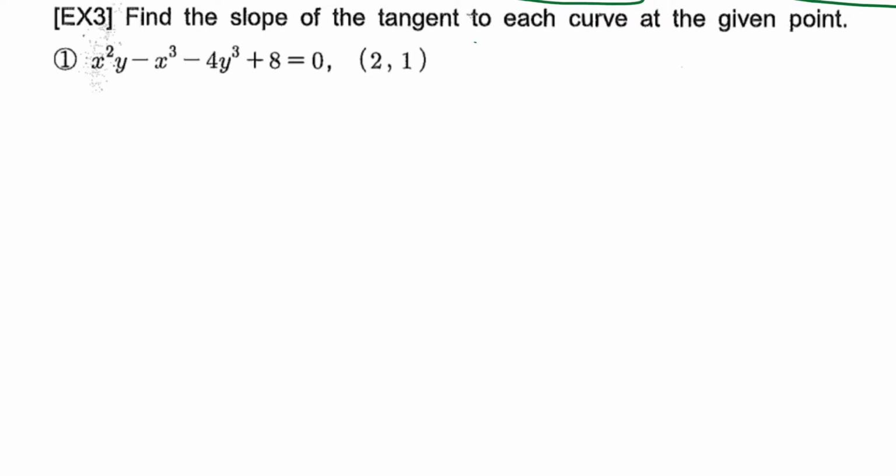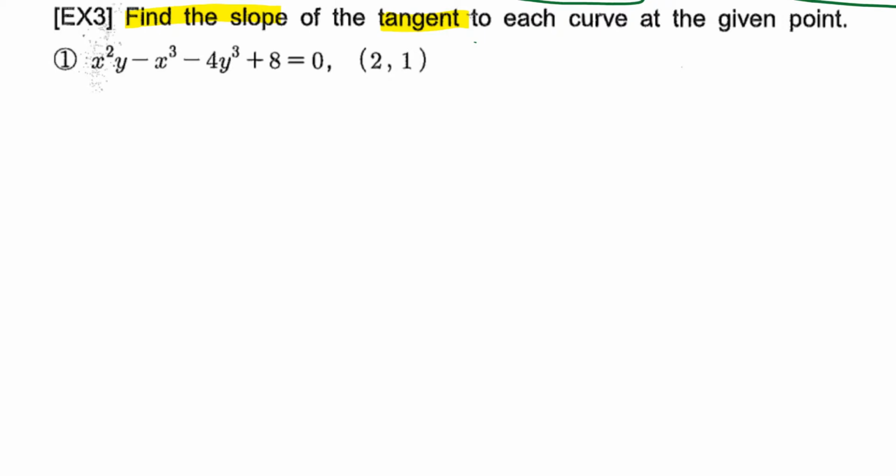We're now starting part 2 of the implicit derivatives video homework guide, and in this video we will start off with example 3, question number 1. For example number 3, I need to find the slope of the tangent to each curve at the given point. So I'm just looking for the value of the slope.